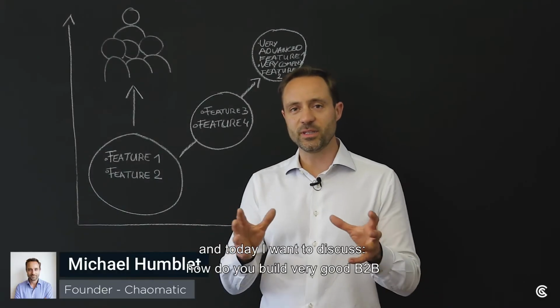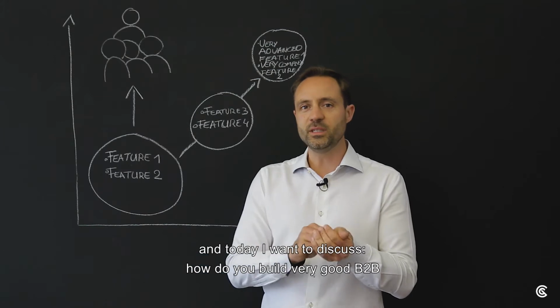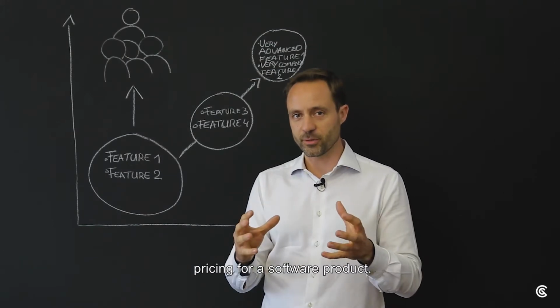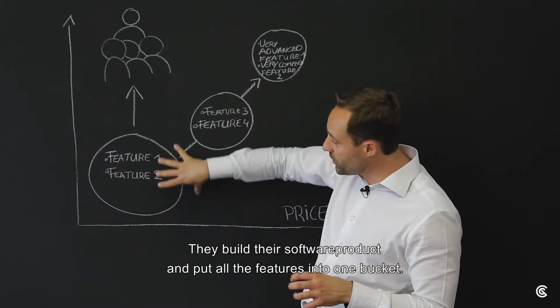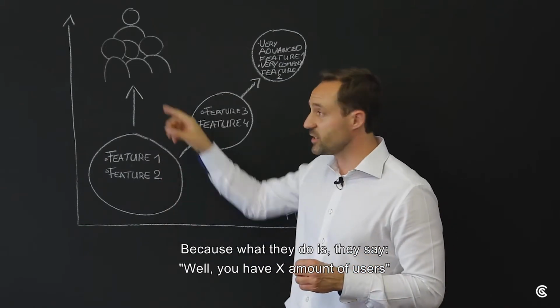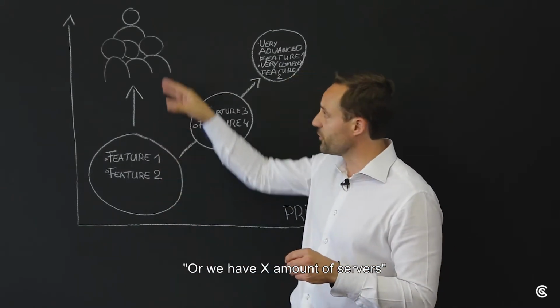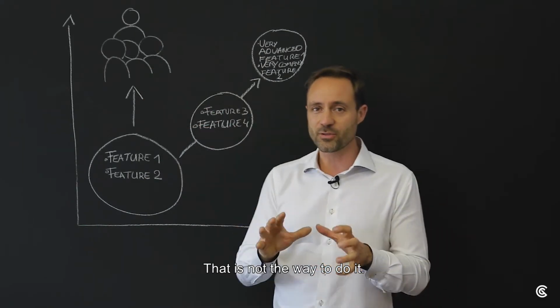Hi, I'm Michael, and today I want to discuss how you build very good B2B pricing for a software product. What do most companies do? They build their software product and put all the features into one bucket. And then they think they have scale, because they say, well, you have X amount of users or X amount of servers, and that is how they scale their business. That is not the way to do it.